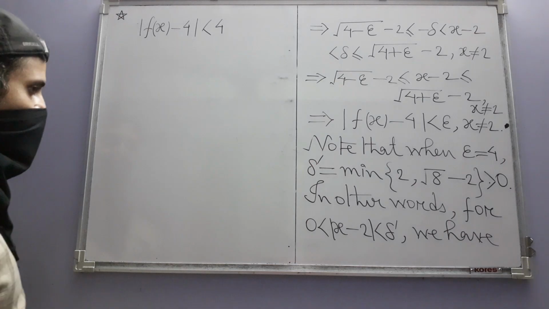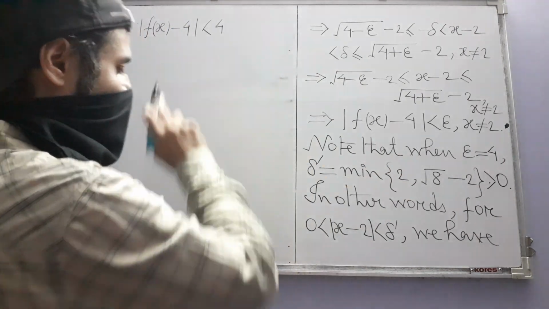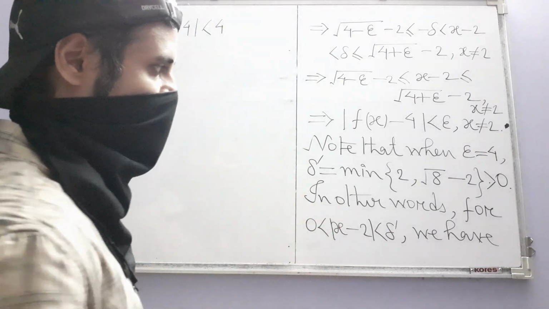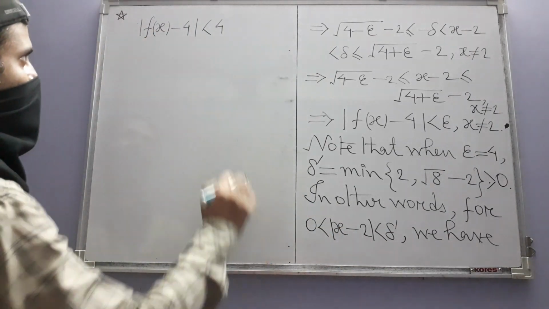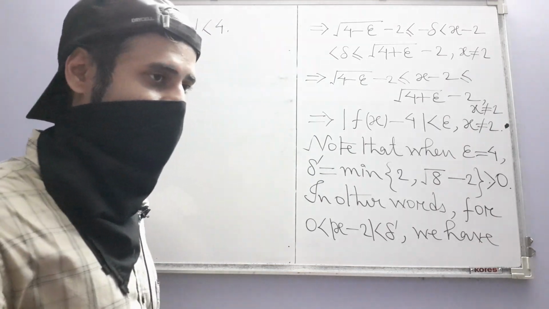Less than 4, because that value of epsilon you can have here for this specific delta prime. And now we are going to handle those epsilons that are greater than 4.